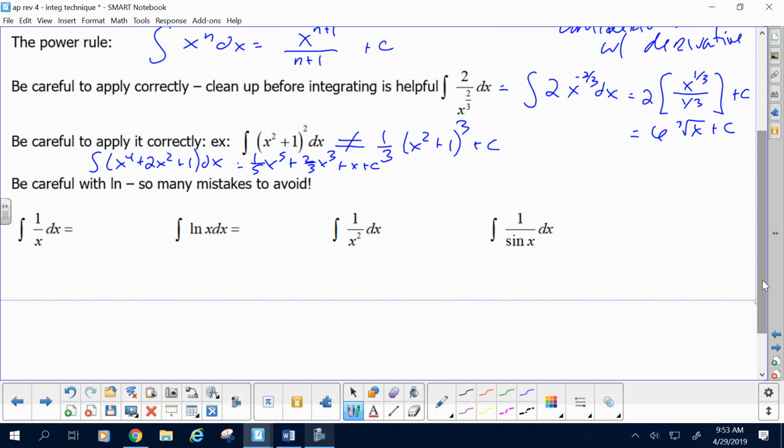1 over x. Is that a power rule problem? It is not. Instead, it's a special case of natural log. Natural log. This is a classic gotcha question.